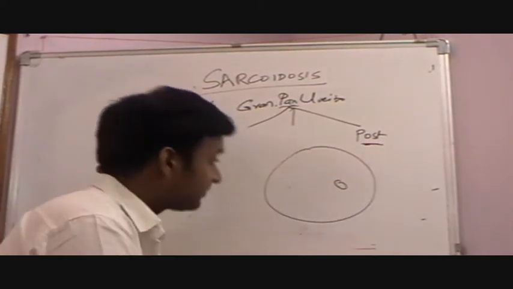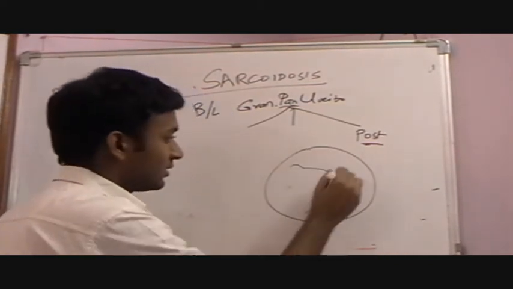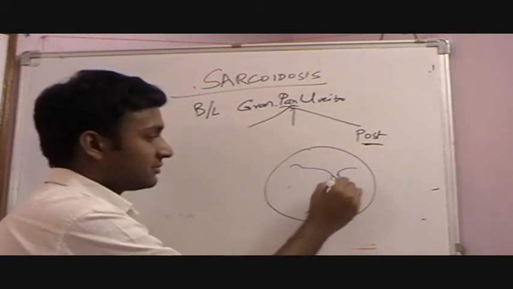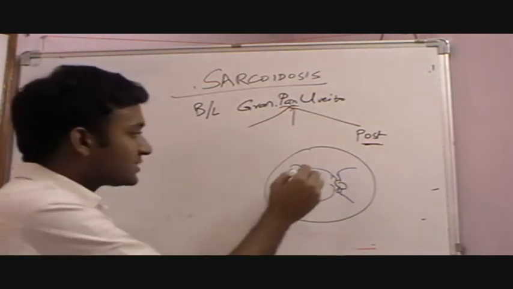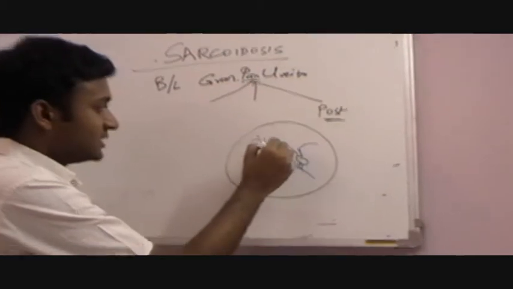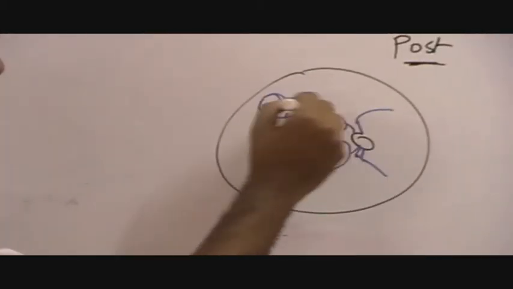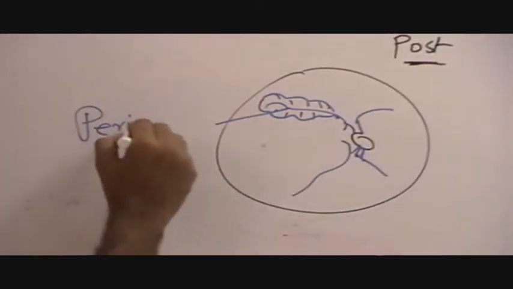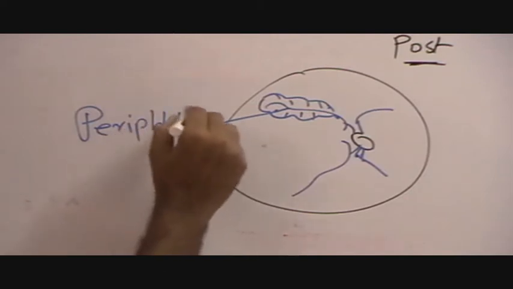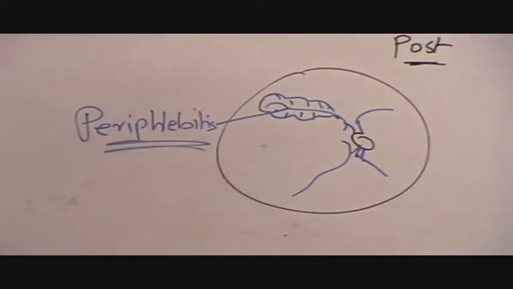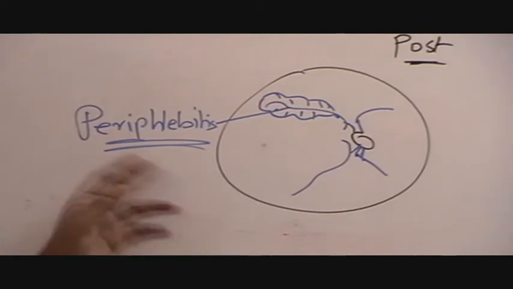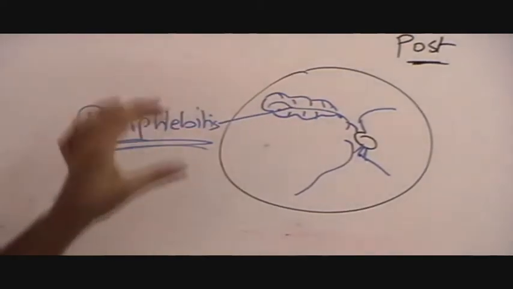These are the vessels. These are the vessels arising from this. Okay, so you can see the vessels here. There is going to be inflammation of these vessels. There is periphlebitis. It affects the veins, then the arteries. Periphlebitis.